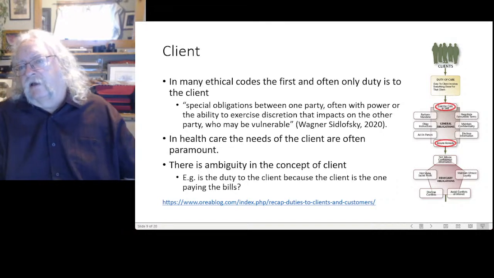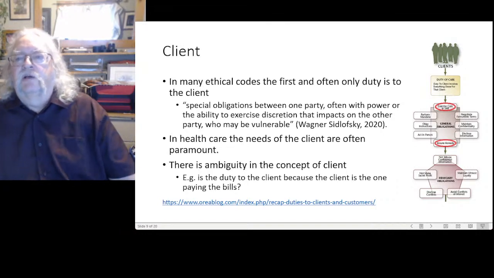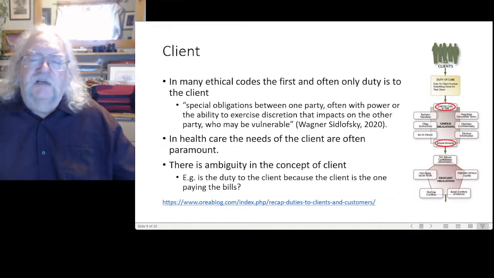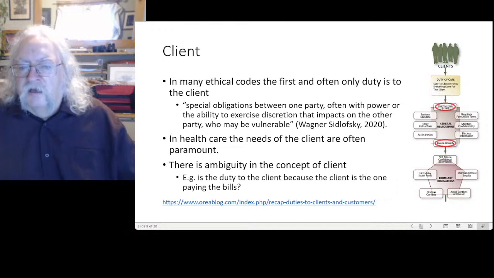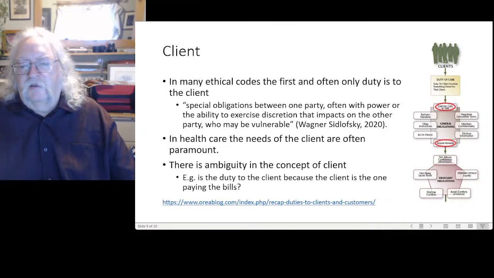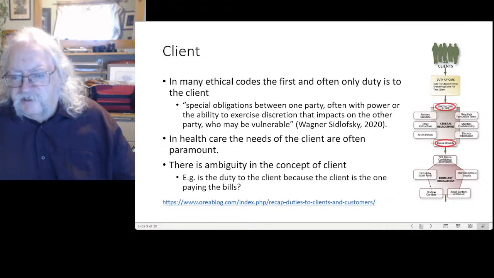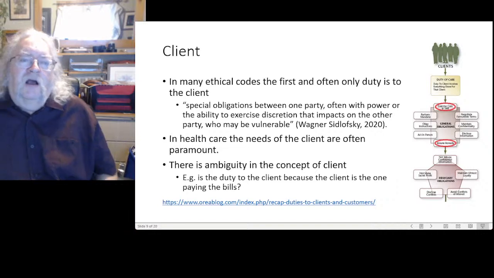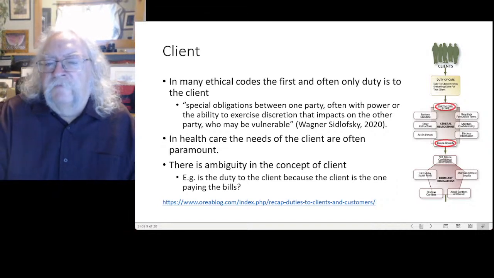On the one hand, the client is the person who's paying the bills. The client, in other words, is the customer. But is the duty to the client a duty simply because the client is the one paying the bills? I don't think that that's the case.